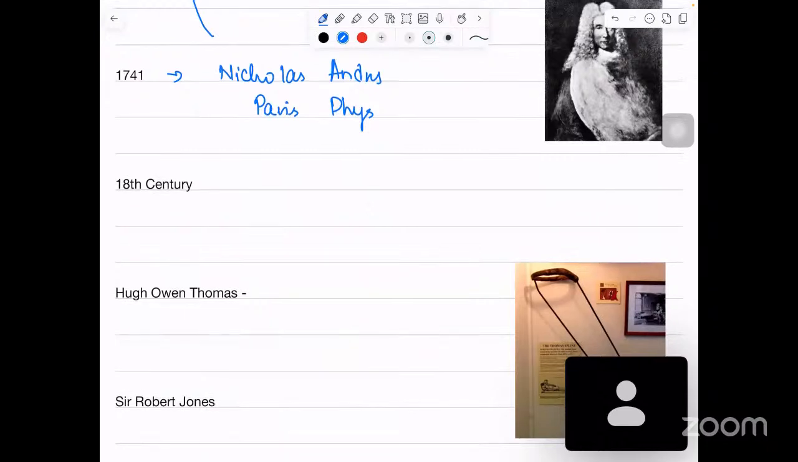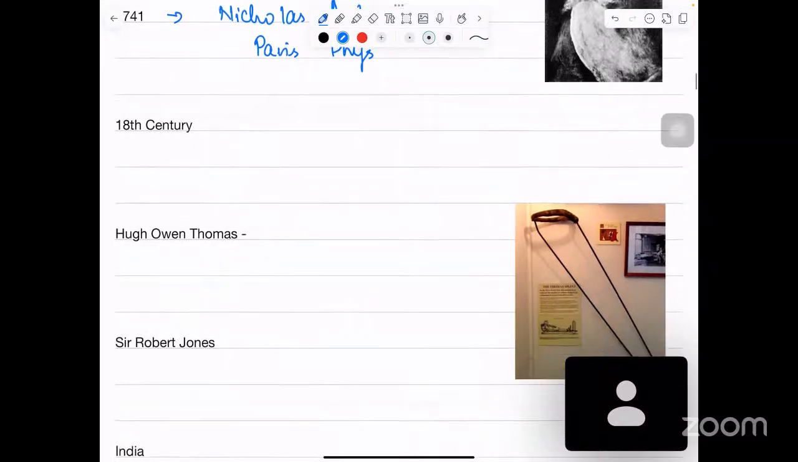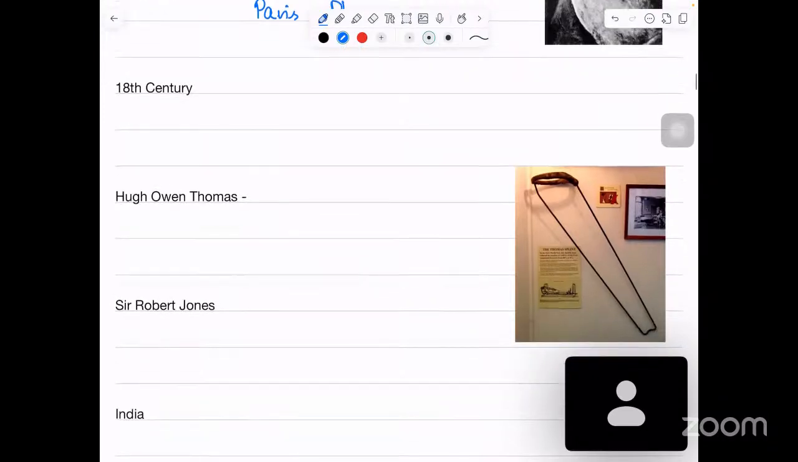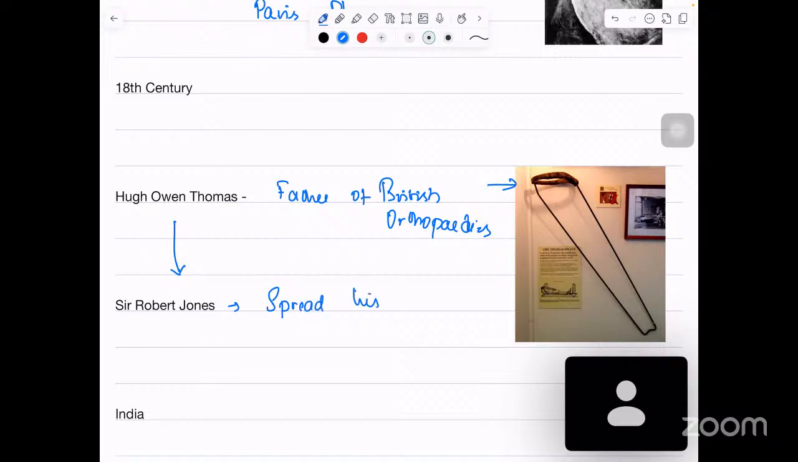another gentleman known as Hugh Owen Thomas. As you know, this Thomas Splint, which you have seen in this ward. So this is the Thomas Splint. He invented this. He is known as the father of British orthopedics. He developed the field. He gave multiple terms with his name, like Thomas Splint, Thomas procedure, Thomas fracture. After this, his nephew, Sir Robert Jones, was the one who spread the teachings of Hugh Owen Thomas.